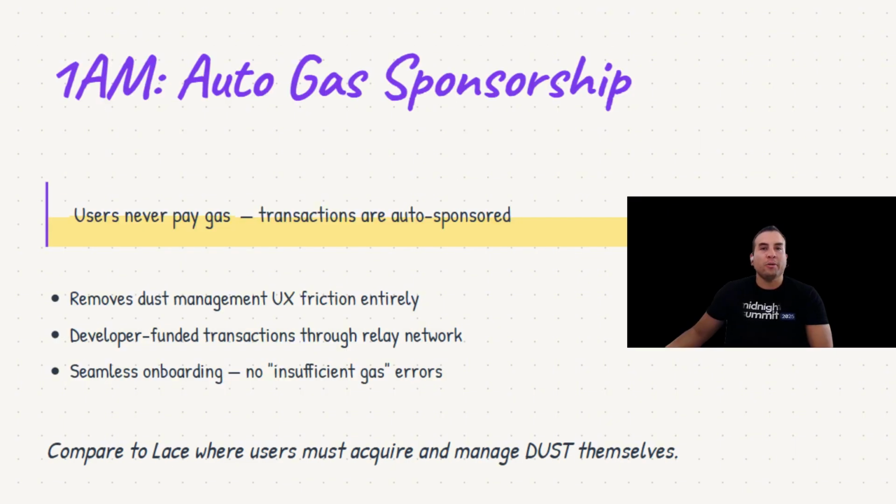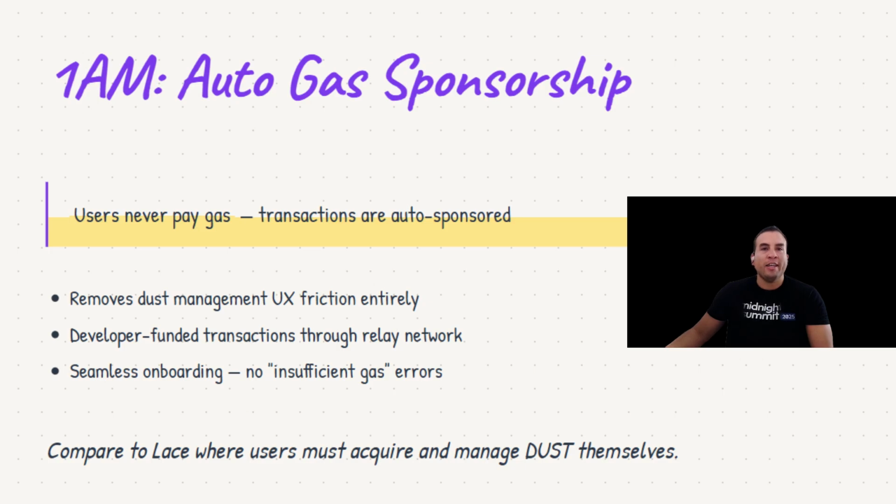Gas sponsorship might be 1am's killer feature from a user experience perspective. Users never need DAS tokens. Remember the DAS warm-up period from episode 1? How you had to wait 5 minutes on a fresh network for DAS to generate? And remember error 138, balance check overspend? With 1am, your users never see any of that.